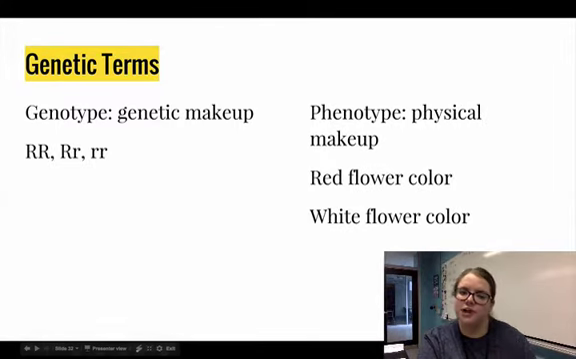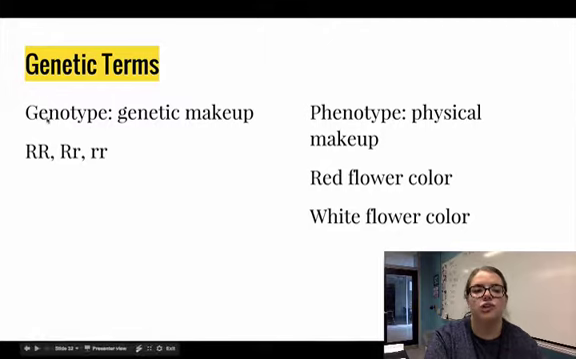Genotype versus phenotype is another word pair we need to be familiar with. Genotype is the genetic makeup. So that is, are you homozygous dominant, heterozygous, or homozygous recessive? Phenotype is physical characteristics. So do you have a red flower color or a white flower color? Remember, if you know that a flower is white, you know its genetic makeup is little r, little r. If you see that a flower is red, it could be big R, big R, or big R, little r.